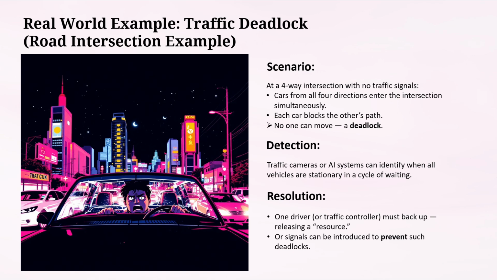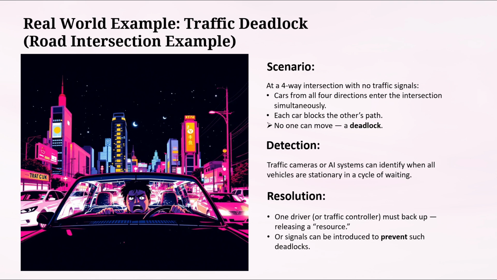Let me explain deadlock with a real life traffic example. Imagine a four-way intersection with no traffic lights. Cars from all four directions enter at the same time and stop in the middle. Each driver waits for another car to move first. But since everyone is waiting, no one can go forward. This situation is called a deadlock because all vehicles are stuck in a circular wait.